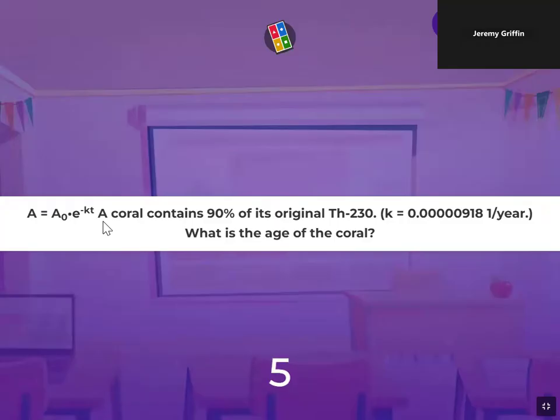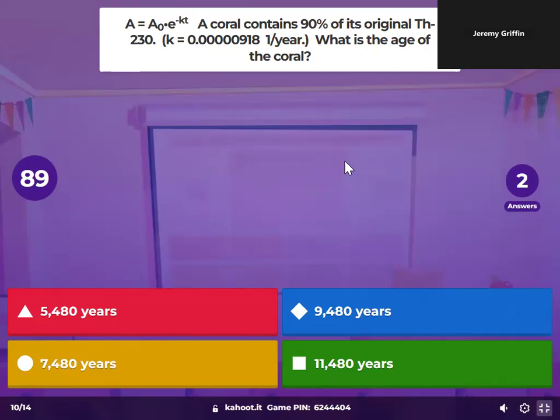Here's one for coral. So there's the formula. A coral contains 90% of its original thorium-230. And there's the K value that we just found together. What's the age of the coral? So it would be 9 tenths, right? 90% is 0.9.